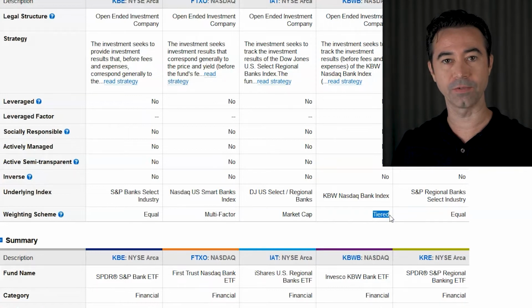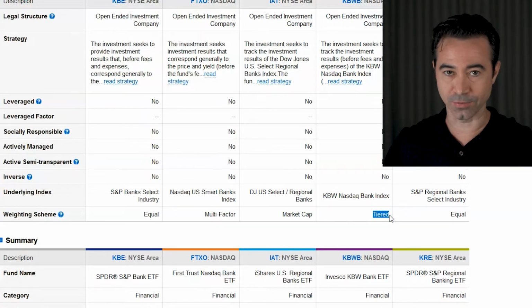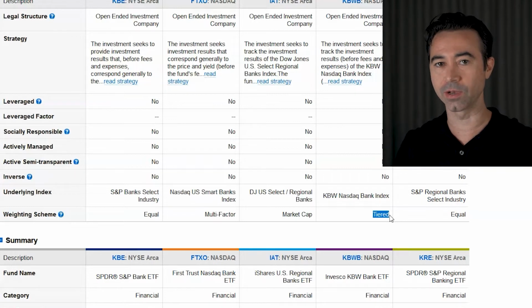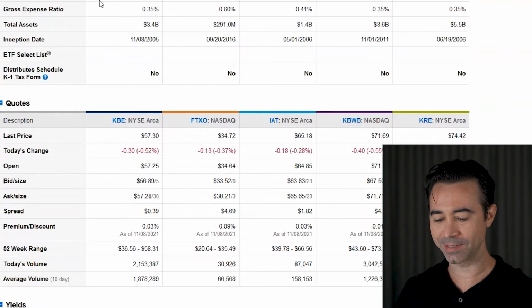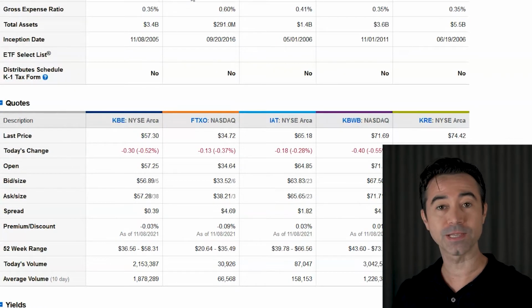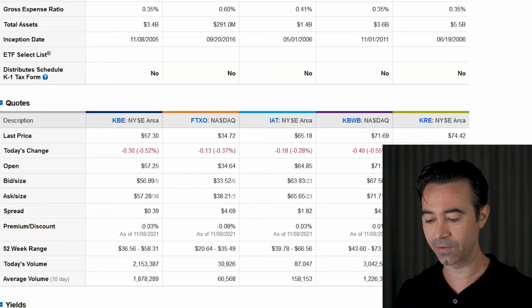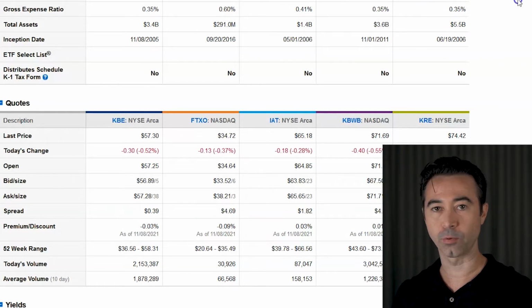So it might have a market cap type structure, but also have some type of multi-factor thing going on. So that's what we have here. We have a really important part, which is the expense ratio. So let's go down here and take a look at the net expense ratio. 0.35% is the KBE ETF, 0.60 is FTXO, 0.41 for IAT, 0.35% for KBWB, and KRE is 0.35%.